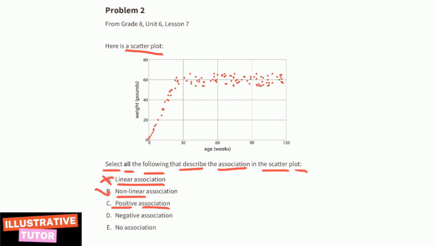As the age increases, the weight also increases, so there is a positive association. Since it has a positive association, we know it can't be D, negative association. Since it has a linear association and a positive association, we know it won't be E, no association.